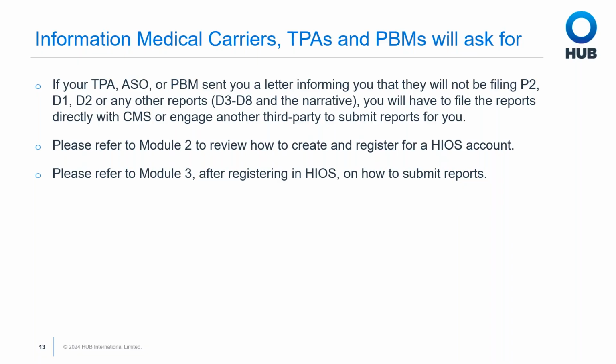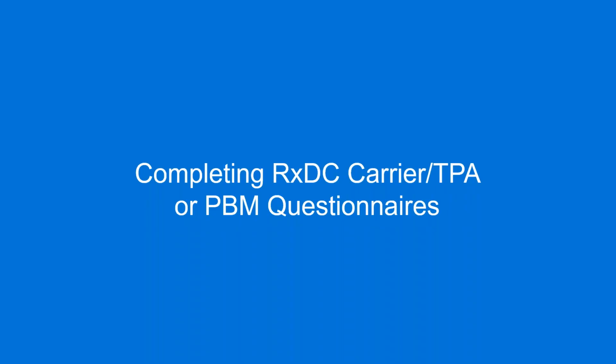Please refer to Module 2 of our 3-part module to review how to create and register to obtain a HIOS account, and if you are required to upload and file, please also proceed to review Module 3, which is after you have completed the registration process. We will walk you through the step-by-step process of uploading those reports into HIOS.